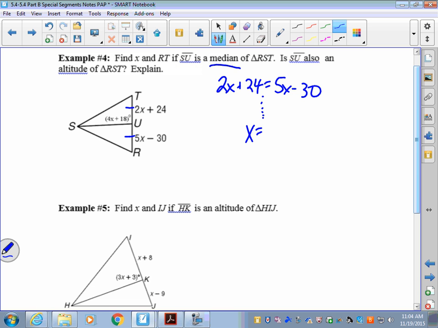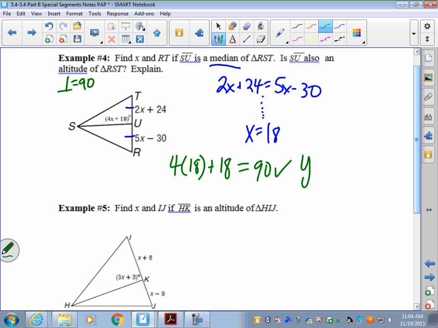Yeah. We should have 18. X is 18. Okay. Now, it says, is SU also an altitude? How do I know it's an altitude? What do I need to know? Yeah, perpendicular. So I need to know 90 degrees. So we need to know, would it make 90 degrees? So basically, we're going to plug this in. 4x, or 4 times 18 plus 18. It equals 90. So this is yes. It's an altitude also.